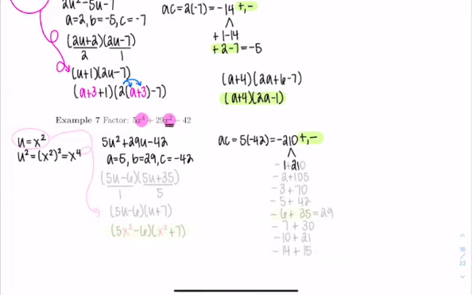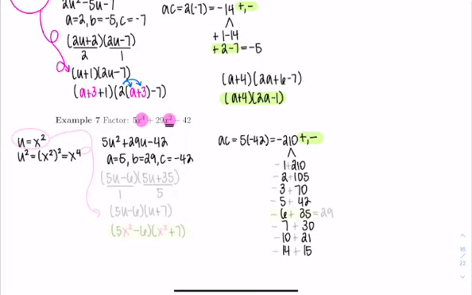So we have 1 and 210. We have 2 and 105. We've got 3 and 70. We have 5 and 42. We have 6 and 35. We have 7 and 30. 10 and 21. 14 and 15. And that's it.